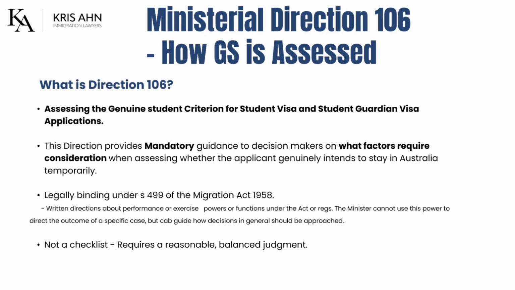They are legally binding under Section 499 of the Migration Act 1958. These are the written directions about performance or exercise of powers or functions under the Act or regs. The minister cannot use this power to direct the outcome of a specific case, but can guide how decisions in general should be approached. It's not a checklist. It requires a reasonable, balanced judgment.